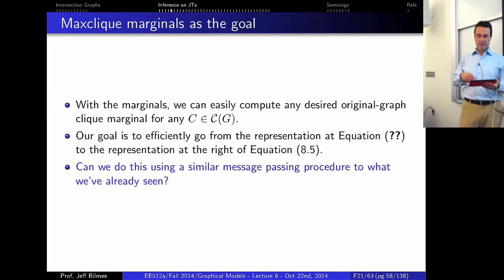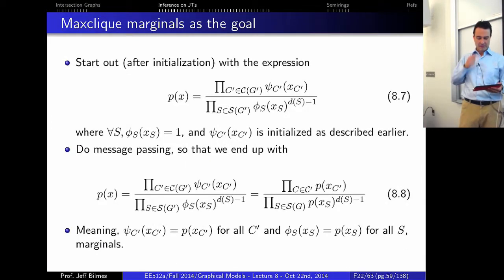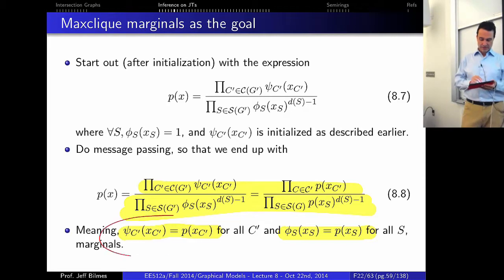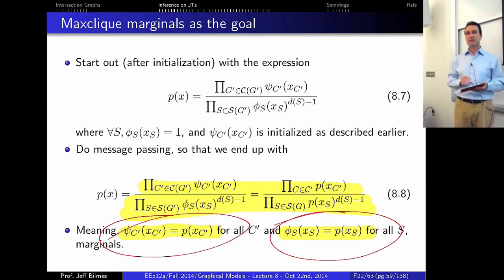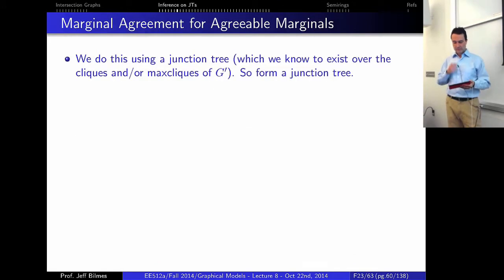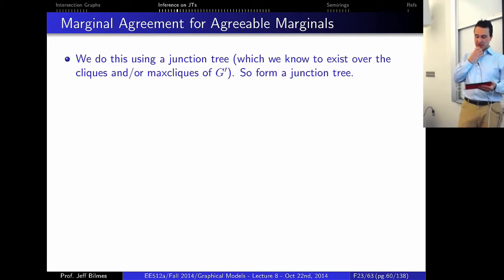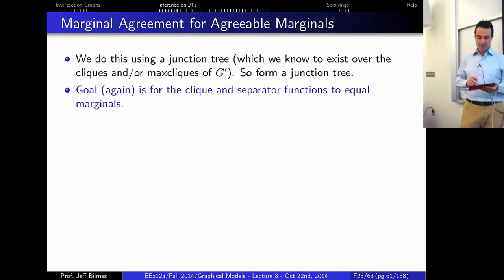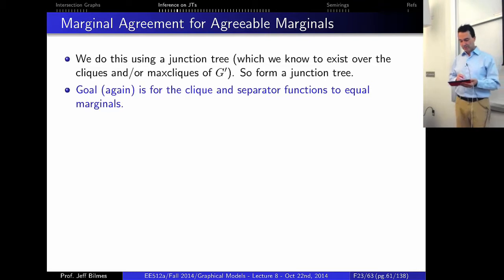So the question is, can we go from 8.6 to 8.5 using a message passing scheme? What we want to do is make the Maxclique potential function equal to the marginal over the Maxclique, and the separator potential function equal to the marginal over the separator. Based on what I just said, I should say this is a clique potential, this is a Maxclique, and this is a separator potential, assuming it's a junction tree. So we're going to do this using a junction tree, which we know exists and is easy to get for the Maxcliques of G prime, which is triangulated. So we form a junction tree, and we know how to do that. And we want the clique and the separator functions to equal marginals.